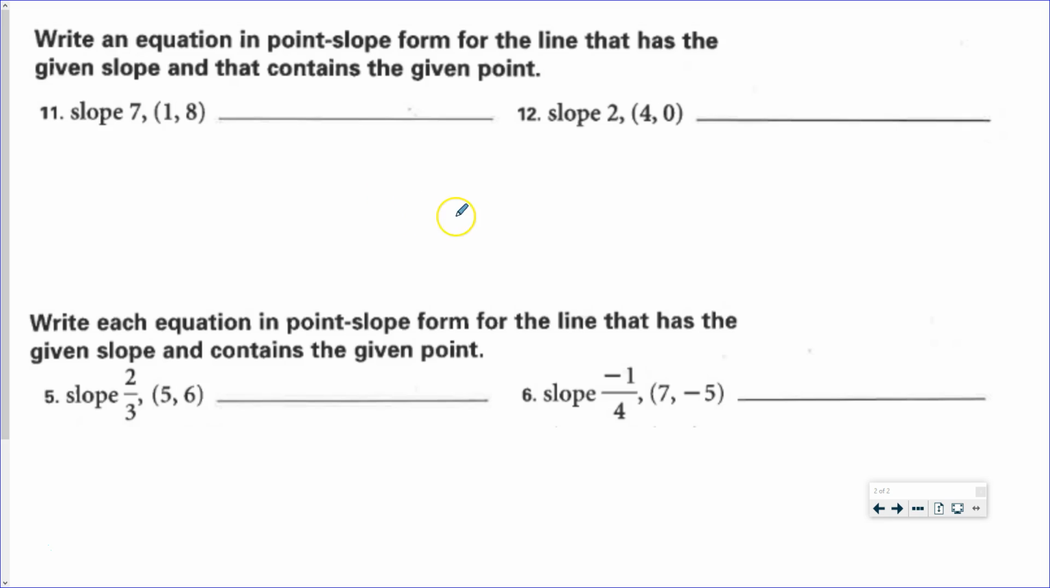So for example, this is very nice. They actually say, write an equation in point slope form for the line that has the given slope, which is 7, and that contains the given point. So possibly I will do the one on the right hand side. Okay, I'll do question 12, and I'll do question 6. Okay, it's just an example.